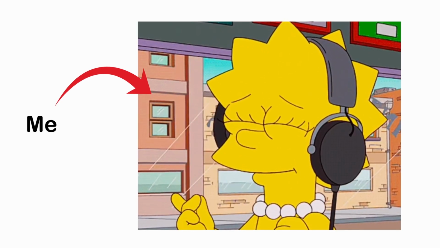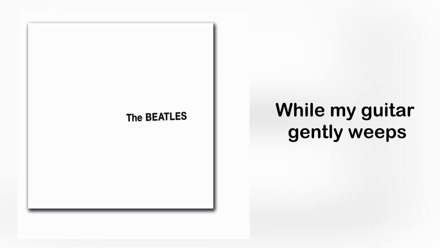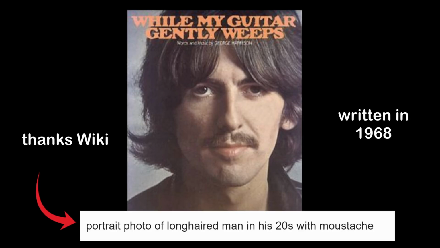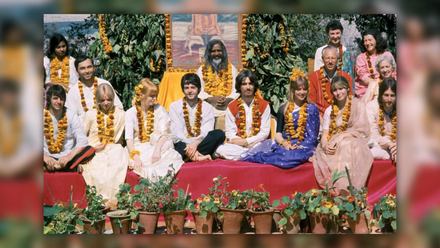There are a lot of great songs in the world, but what makes them so great? Let's take a look. First up, While My Guitar Gently Weeps by the Beatles. Written in 1968 by George Harrison after returning from India, where the Beatles were learning transcendental meditation.